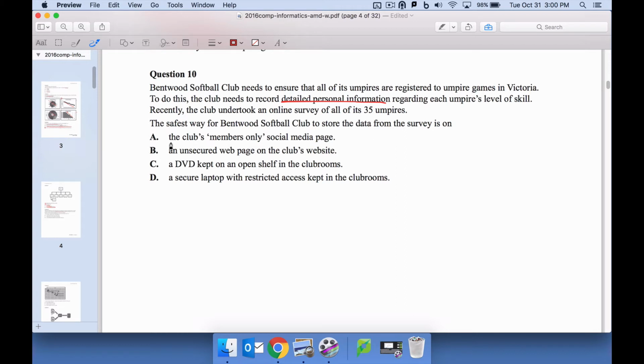So let's go through these options. The club's members-only social media page. No. An unsecured web page. No. A DVD kept on an open shelf in the club rooms. No. So this was a really easy one. It has to be D because all those three options are rubbish. A secure laptop with restricted access kept in the club rooms. Yes, that's the best one out of them all.